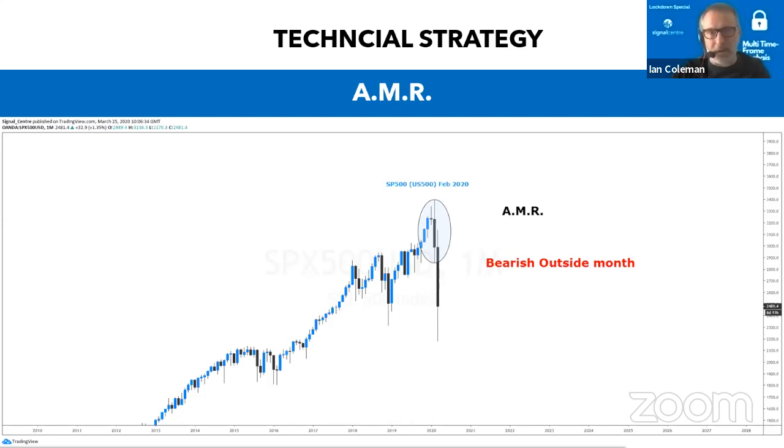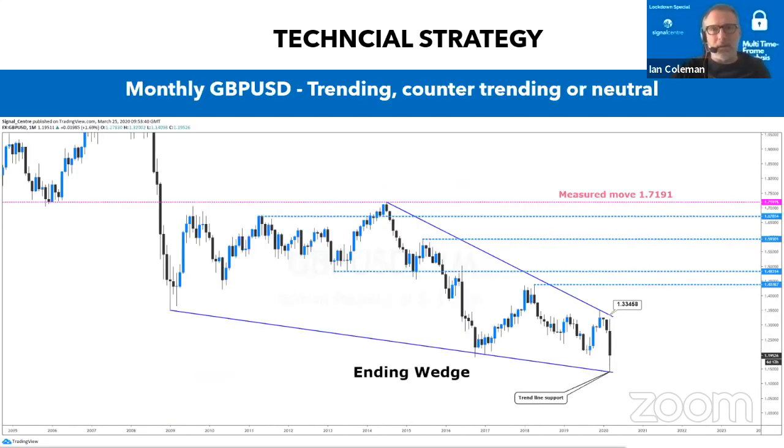So even if we see corrections, sorry about this, in the index, we all work from home, by the way. If we get a correction in the index, it's likely just to be a correction, even though it could be quite a deep correction. It's likely to be only a correction because that acute monthly reversal candle is likely to hold a lot of power. And God, somebody's got the dog.